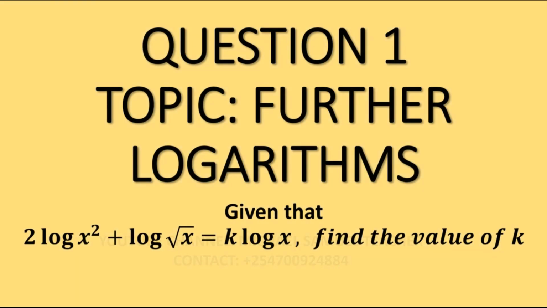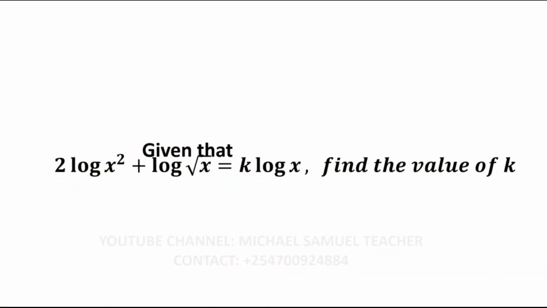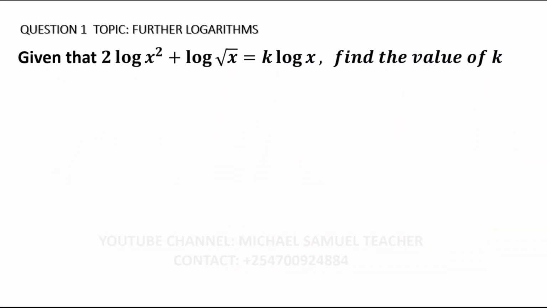We start with section 1, and you have question 1. This particular question comes from the topic on further logarithms. Given that 2 log x squared plus log of root x is equal to k log x, we need to find the value of k. In this question, I believe you already have the idea of laws of logarithms, and therefore we can rewrite this equation in a certain way.